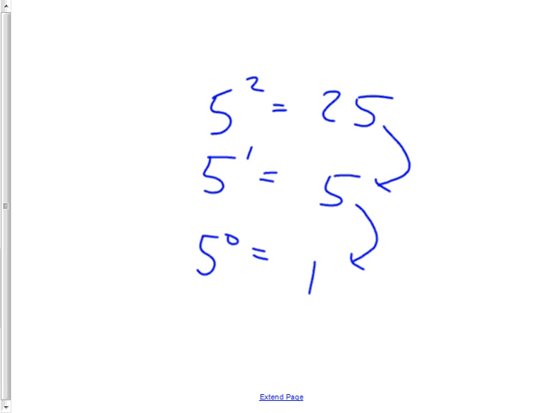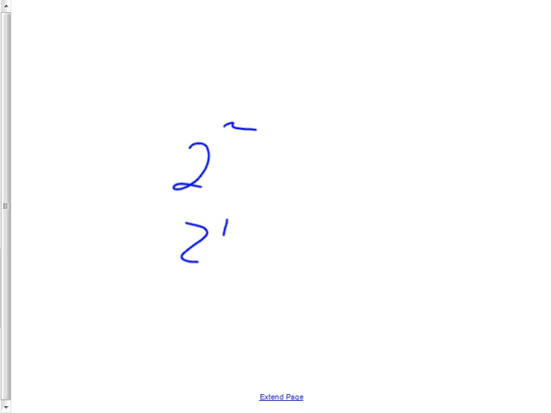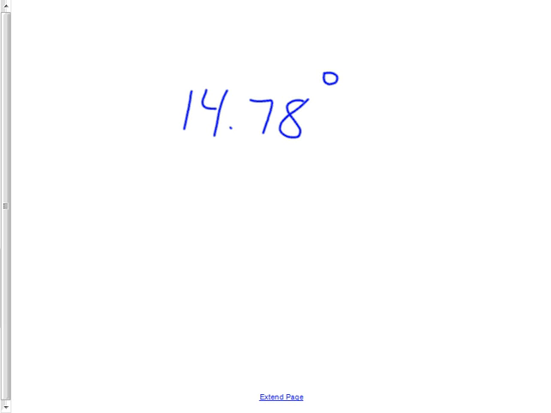2 is even easier to understand. 2 to the 2nd, 2 to the 1st, 2 to the 0. Let's do 2 to the 2nd first. That's 4. 2 to the 1st, that's 2. And you get, I was going half as big, and half of 2 would be, what? 1. And 2 to the 0 power is 1. So if they have 14.78 to the 0 power, it's still 1. It's always going to be 1.